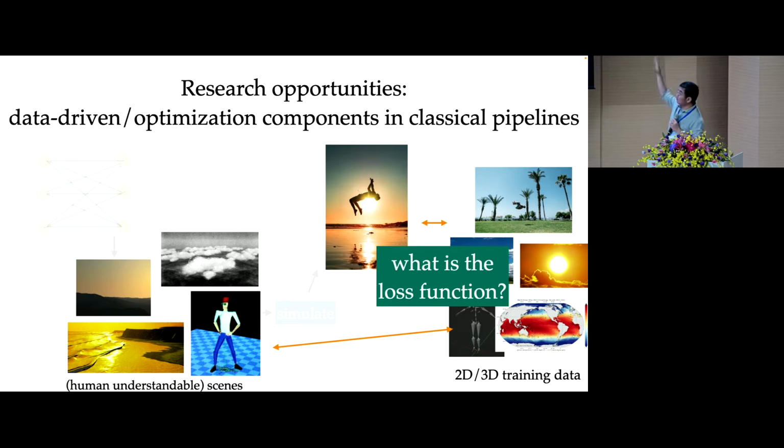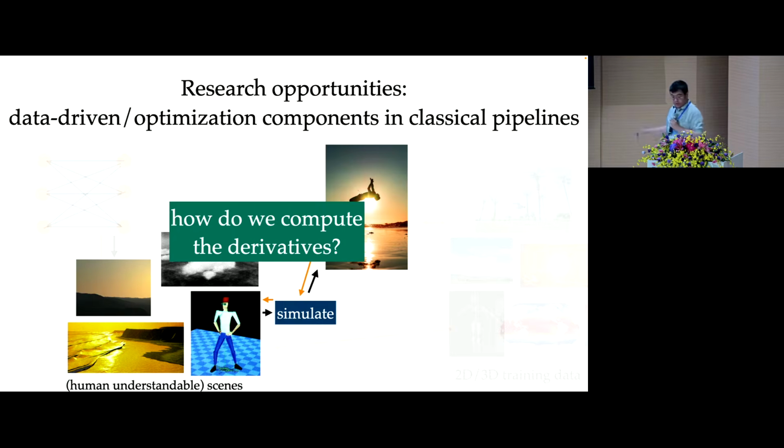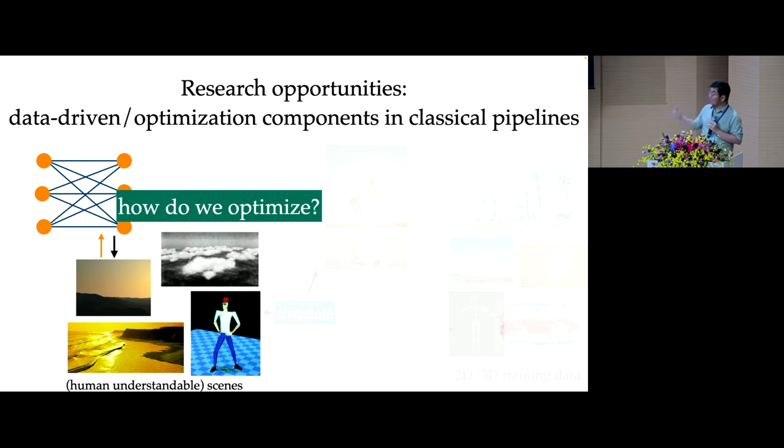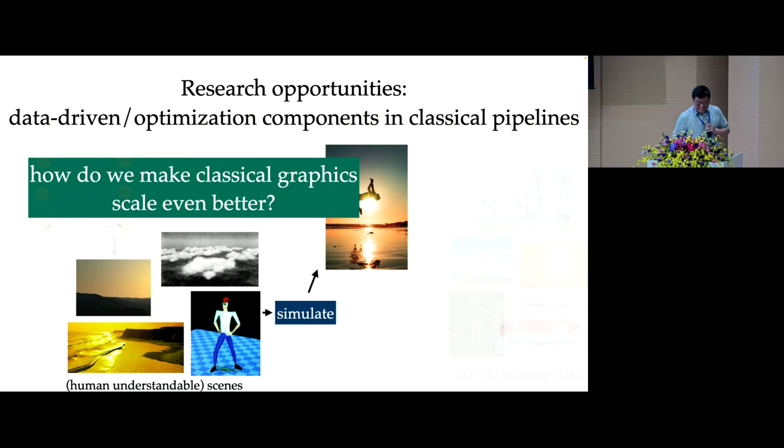For example, if you look at the rightmost part, we need to design a loss function. Right? So what is the loss function? Is it just L2, or do we need something else? And if you look at the middle part, we have this simulate step that we need to backpropagate through. So how do we compute the derivatives? How do we do it correctly and efficiently? And once we have the derivatives, how do we use them to do the optimization? And that's not trivial either. Anyone who worked on animation and geometry processing will tell you that.